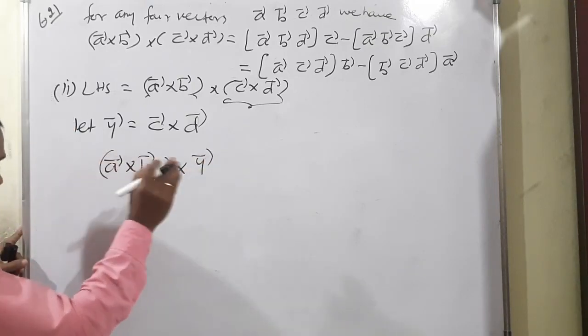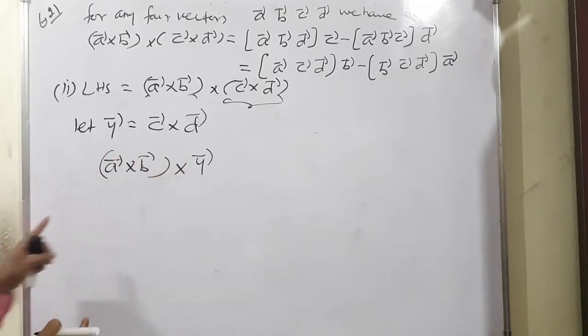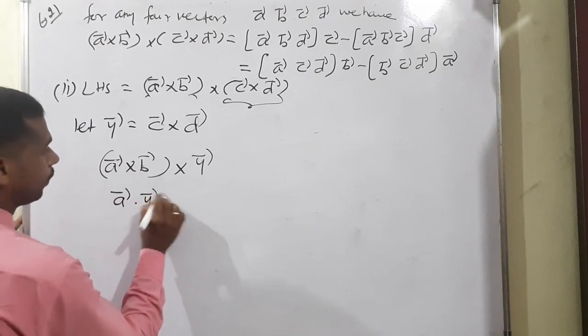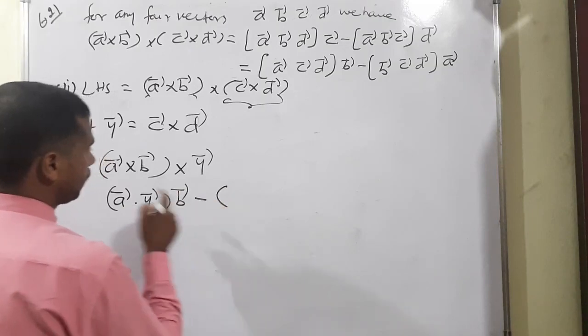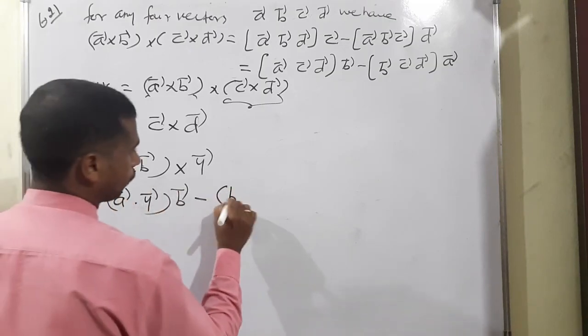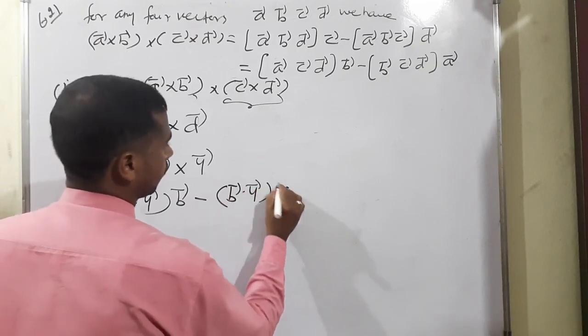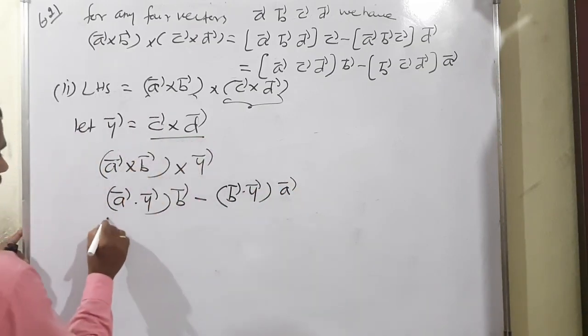Now the same vector triple product expansion. Vector triple product expansion means we have to skip the first, b vector. What will happen? A vector dot y vector, outside the skipped vector, that is b vector. Then minus, now we have to skip a vector. Therefore b vector dot y vector, outside a vector will come. Now instead of y vector we can apply c vector dot.